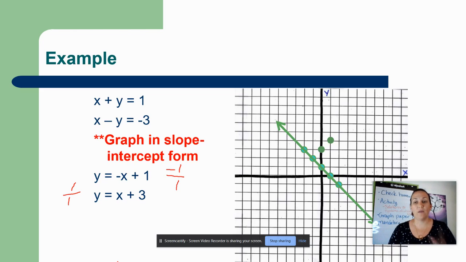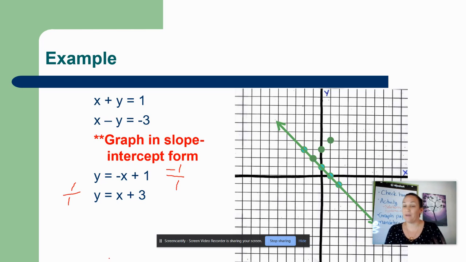And when I go down and left that very first time, I put a dot on top of another dot. That is the goal. That's what we're trying to do. We're trying to get two dots right on top of each other because that's the point of intersection. And that's what we want to know. We want to know, where do these lines cross?